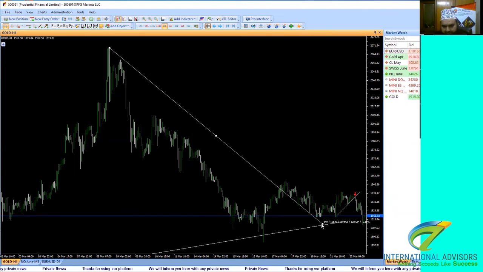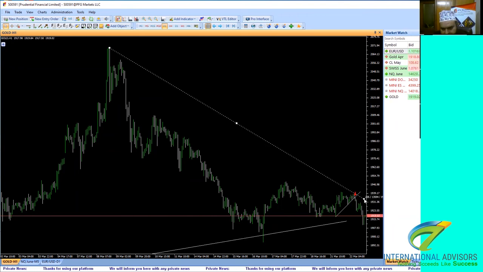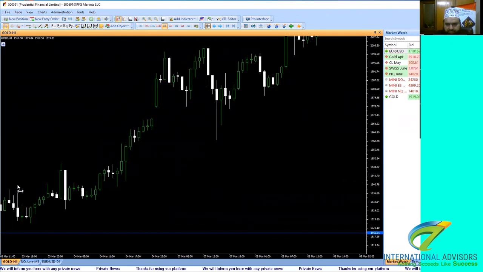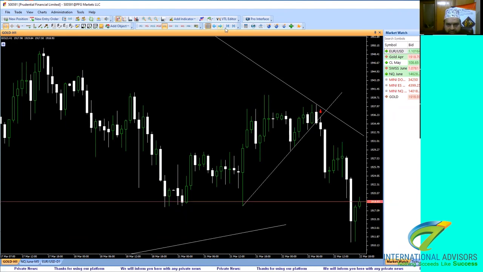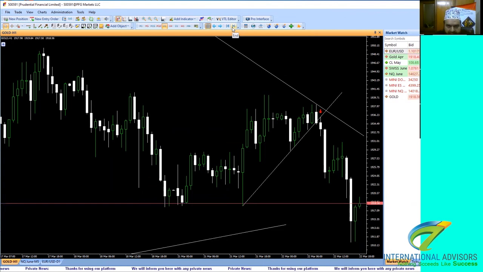Okay, sorry. Okay. So these icons you can use for the charts to go back or upward, and this is to take it to the end. And if you keep the cursor there, it's also written there.